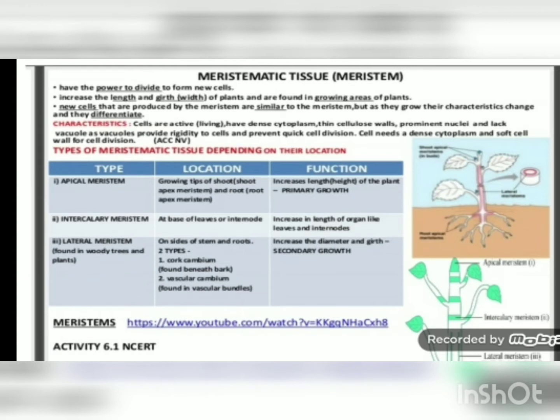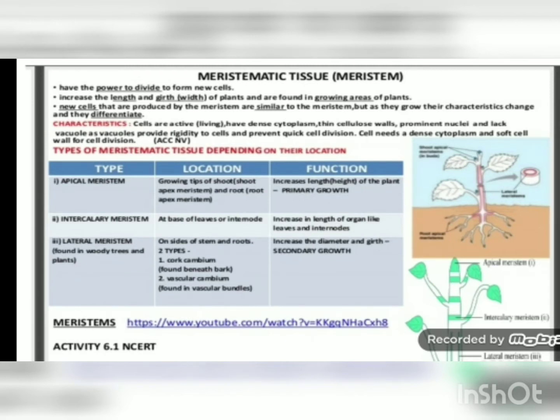Now, characteristics of meristematic tissue: the cells are active. The cells of meristematic tissues are active and living. Obviously they are living because they divide. They have dense cytoplasm, thin cellulose wall, prominent nuclei, and they lack vacuoles, as the vacuole provides rigidity to the cell and prevents quick cell division.